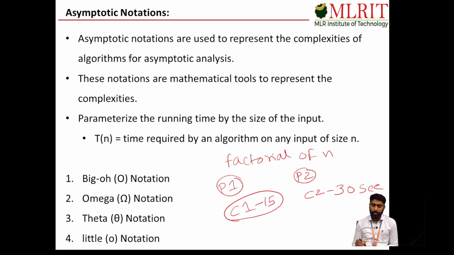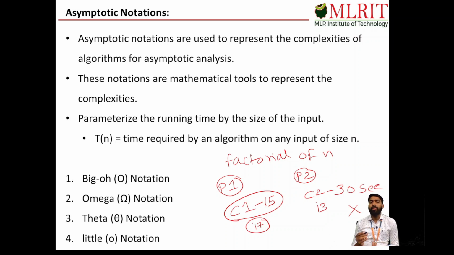Why? Maybe C1 is executed in an i7 processor and C2 is executed in an i3 processor. That means based on the power of the processor, the execution speed will also vary. So this is not correct. Now if you are using the same processor, that is also not correct.